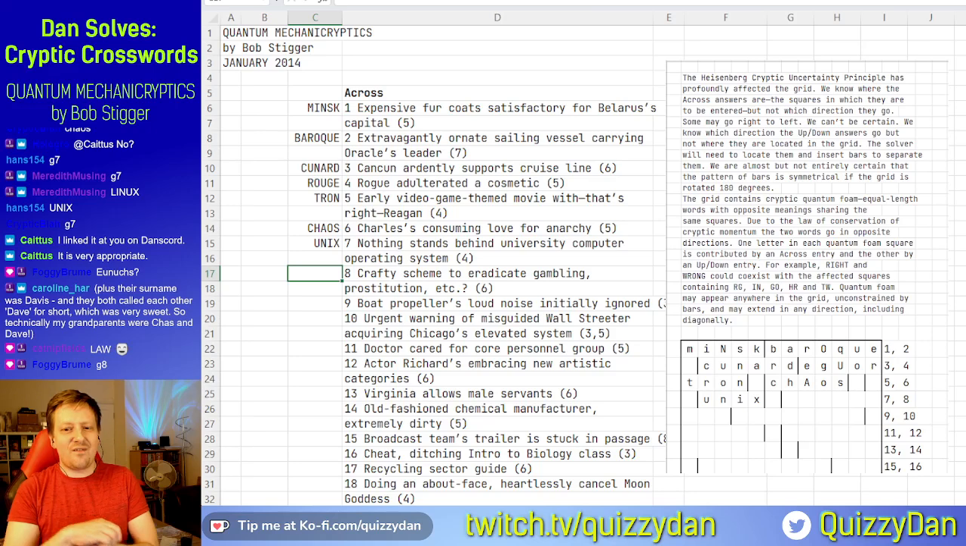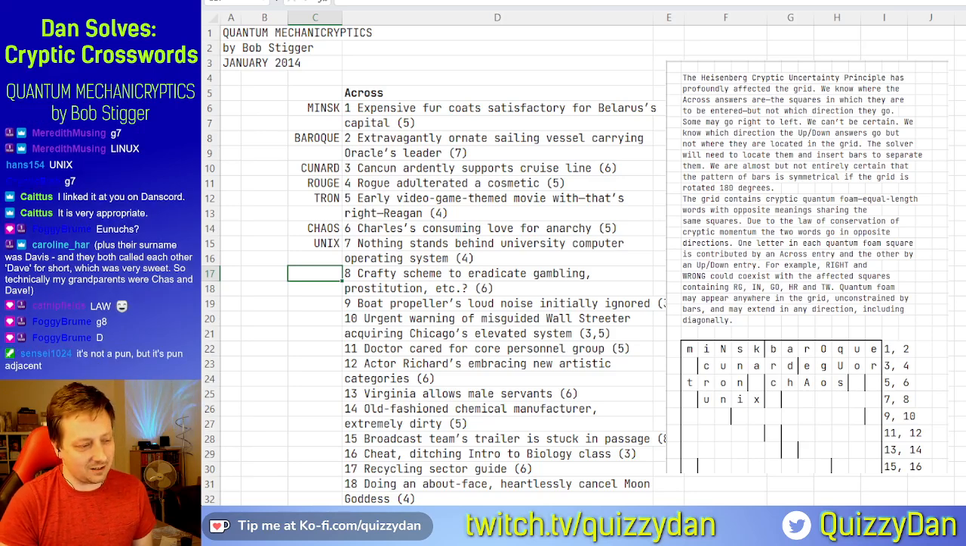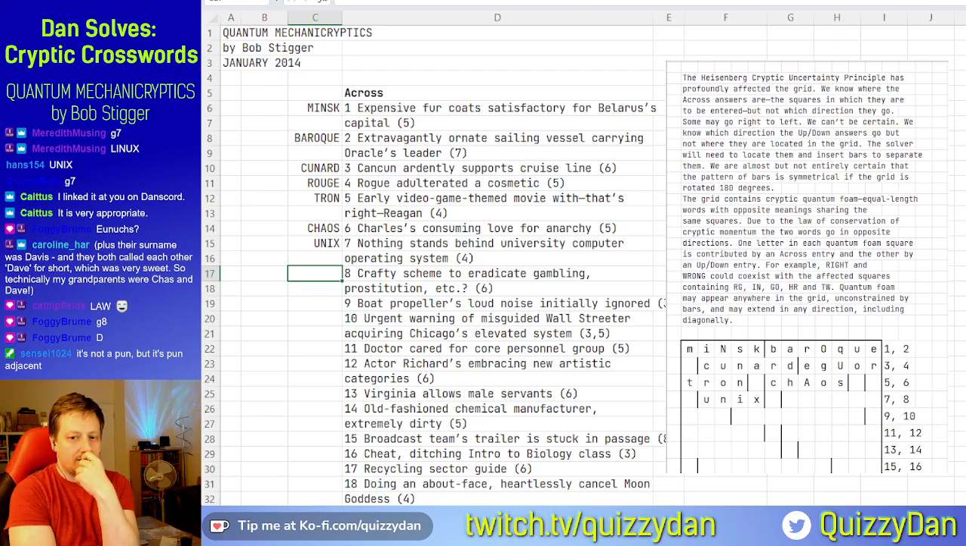But crafty scheme. First letter, please, Foggy. So technically you're... That's amazing, Caroline Davis. So they call each other Dave for short. So you had a Chaz and a Dave. That is really good. Okay, crafty is sly, a scheme, a ruse to eradicate gambling. It's going to start with D. Pun adjacent, yeah. So it's going to start with D.